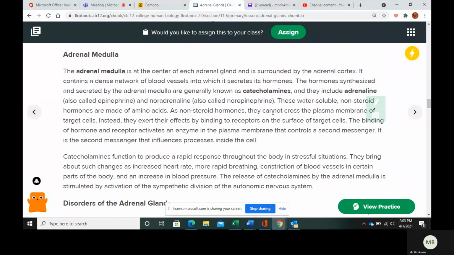The adrenal medulla is at the center of each adrenal gland. It's on the inside of the adrenal cortex. The hormones synthesized and secreted by the adrenal medulla are generally known as catecholamines, and they include adrenaline, also called epinephrine, and noradrenaline, also called norepinephrine.